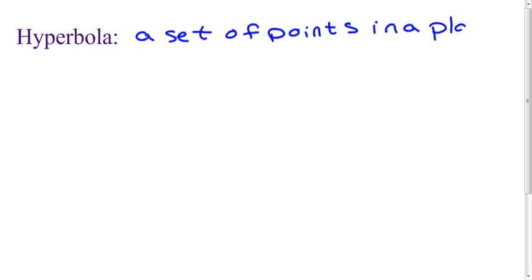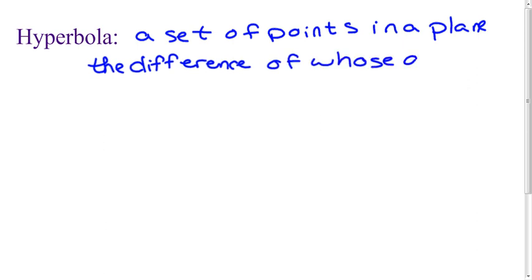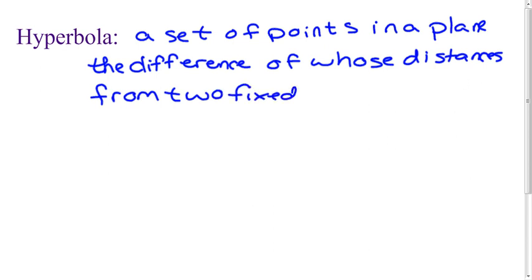A hyperbola is just a set of points in a plane, the difference of whose distances from two fixed points, those are its foci, is constant.